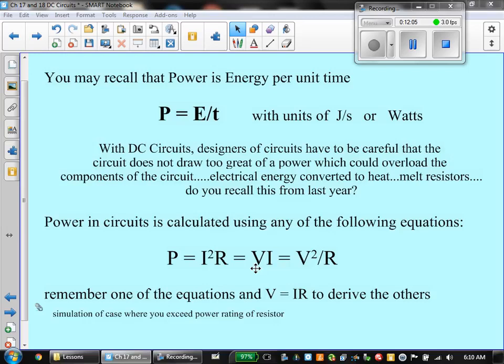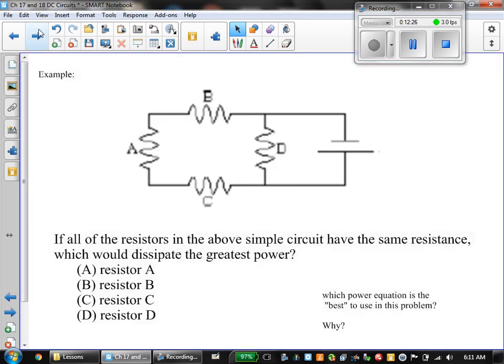You can also look at it as the voltage drop across that resistor times the current. Or we're just using Ohm's law to derive out these others. So I usually just memorize this one, and then I can derive the other 2. This has I and R, that has I and V, that has V and R. You could just memorize that one and then use V equals IR to derive the other equations. And again, these are some power questions. We'll go over these in class.